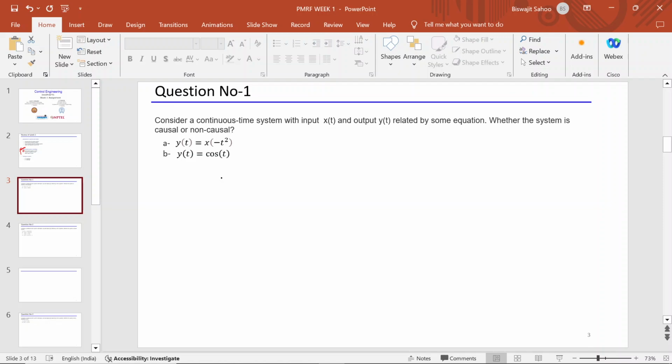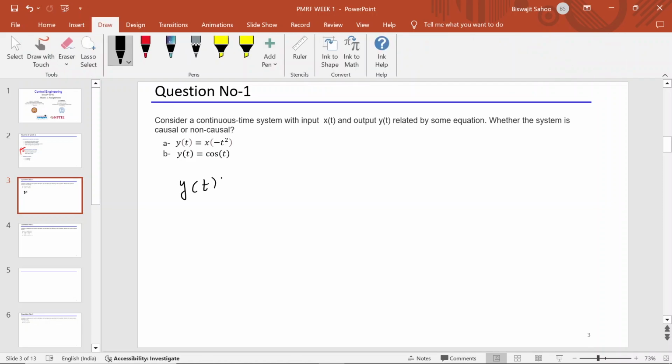First of all, what is a causal system? A causal system is one where the present output depends on the present input as well as past inputs, but not on the future. If it depended on the future, it would be called a non-causal system. For the first question, y of t equals x of minus t squared, can anybody tell me for which value of t the system depends on any future value?